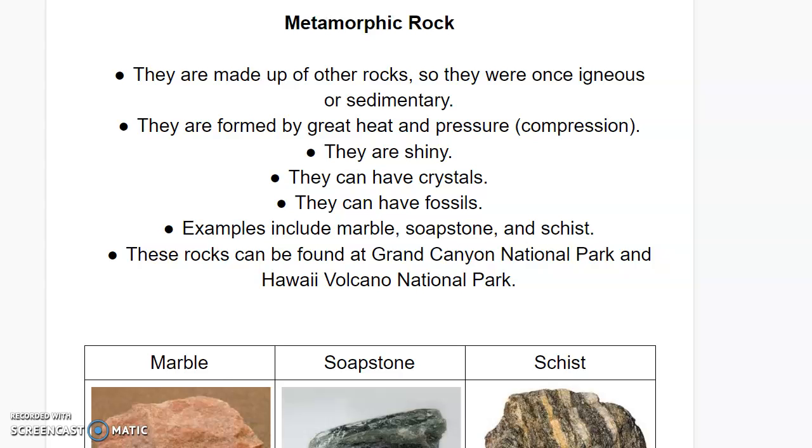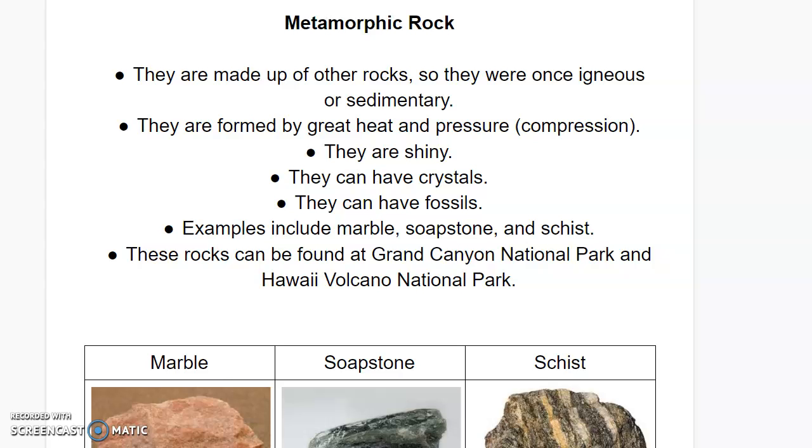Okay, so metamorphic rock, because it comes from other rocks, it can have those same characteristics, but the biggest thing is they are shinier. Sedimentary rock is not shiny at all, okay, but when it turns into metamorphic rock, it is. Some examples of metamorphic rock are marble, soapstone, and schist.